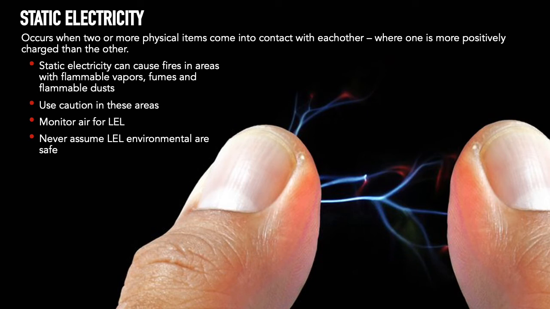Static electricity, another big issue in electrical safety. Not something we typically think about as electrical safety, but it is. Basically what happens when you get static electricity is you have two items that come into contact with each other that have a different charge or a different potential, as we'd call it. So it can cause fires in areas with flammable vapors, fumes, flammable dusts. Obviously, in those areas, you want to use caution, have an LEL sensor, and never assume LEL environments are safe because static electricity is possible.